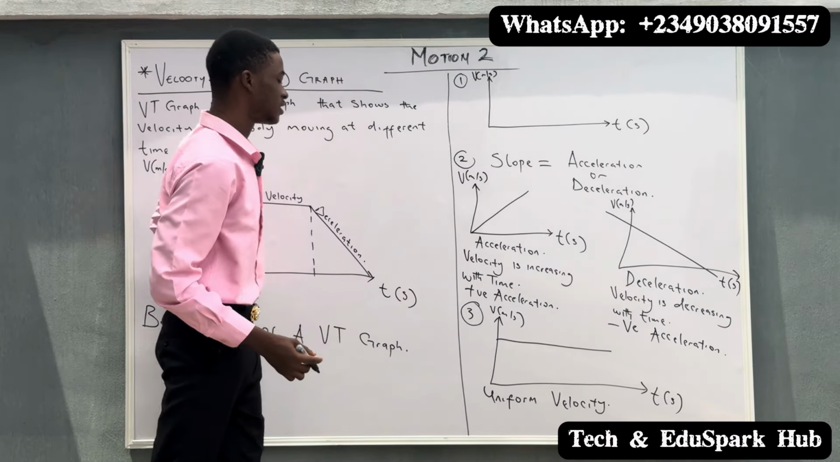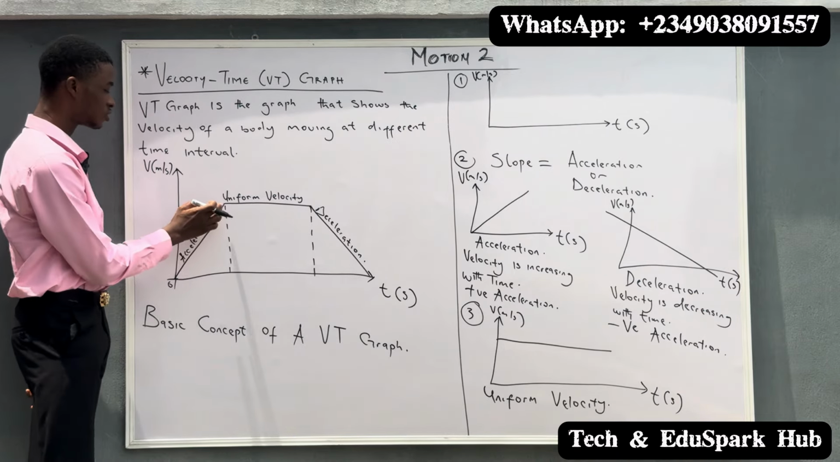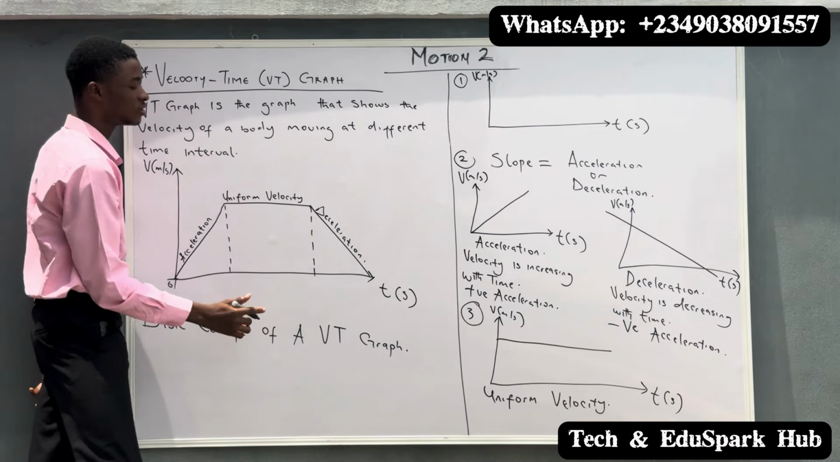This is a uniform velocity, and we said in uniform velocity, you can see the acceleration stops here. So there's no acceleration here. So acceleration is zero.